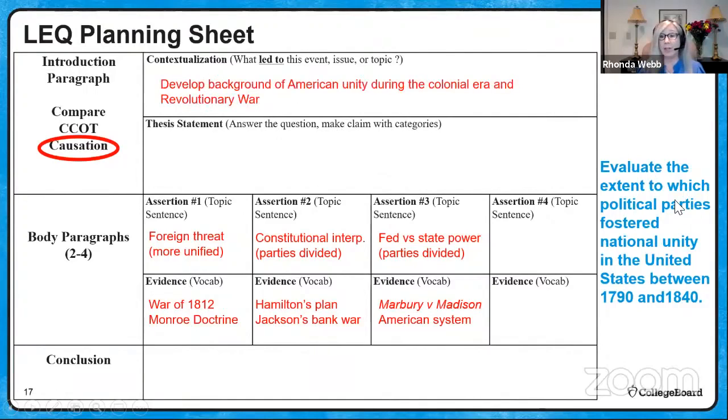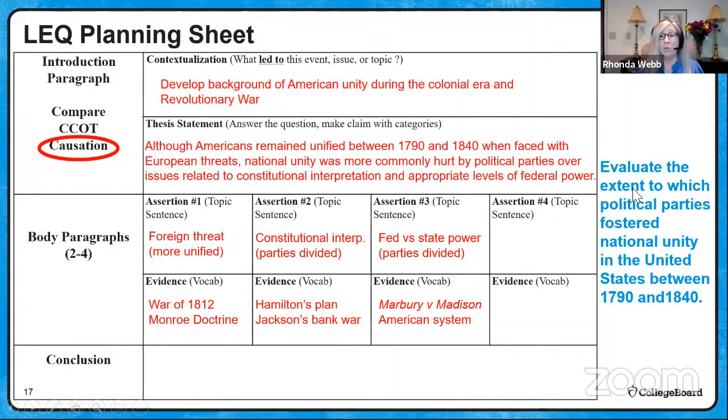If I'm talking about unity, probably the most unified we would get would be during the colonial period, during the Revolution, right? When we come together to fight that Revolutionary War against the British. So we could probably develop some background here about developing national identity and the connection with the Revolutionary War. Here's my thesis statement. Now, I'm going to take these claims and I'm weaving them together in a concise statement that answers the question and provides my line of reasoning.